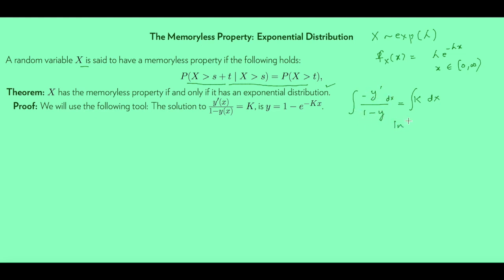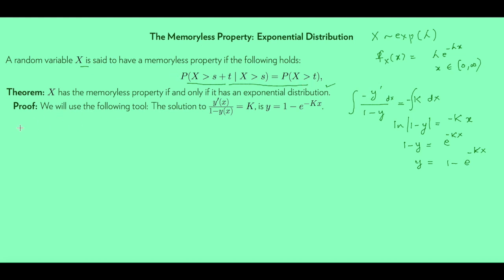So what do we have? Natural log of 1 minus y is equal to, and this is what? Kx. Okay, so then we can say 1 minus y is equal to e to the power of kx, and then we can say y is equal to 1 minus e to the minus kx. Okay, because if you put a minus here, we have to put a minus here as well. So this is the fact, and then we have a constant. We don't have to worry about the constant here. Okay, so let's start now.